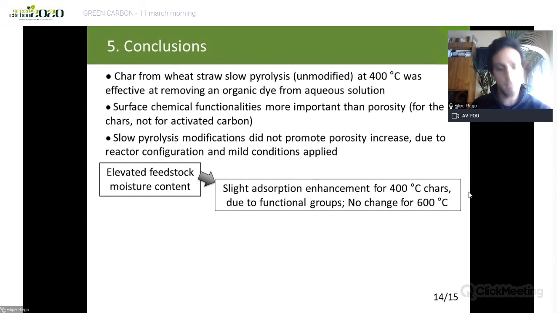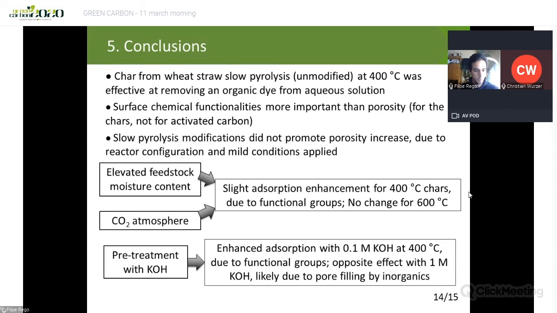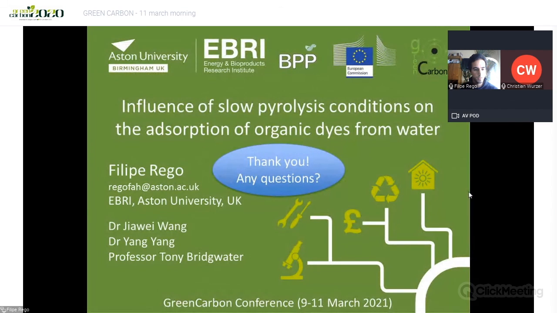Specifically, there was a slight improvement for the elevated feedstock moisture content for lower temperature due to functional groups. The same thing occurred for the CO2 experiments. As for the KOH, also a slight improvement for the lowest concentration at lowest temperature due to, again, the oxygen groups, but an opposite effect with the highest concentration, likely due to inorganics covering the surface and the pores. So that's my presentation. Thank you.